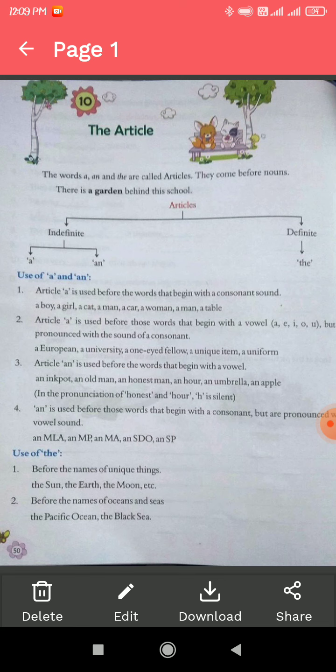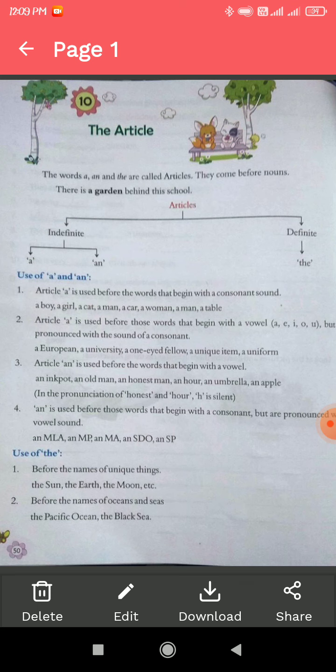First of all, we will know the types, or kinds, of article. There are two types of article: indefinite article and definite article. In indefinite article, there are two: article a and article an. While in definite article, only article the is used. So in this chapter we will come to know how and when we have to use articles in a proper way while making a sentence.